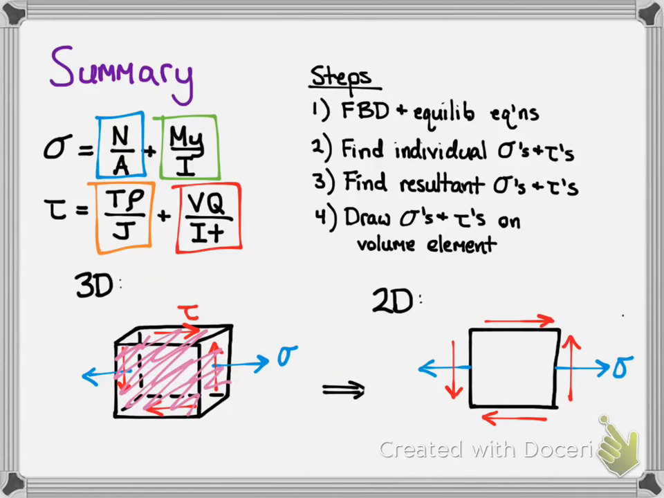And just to reiterate the steps, we start with a free body diagram, and we determine the reaction forces at the point we're looking at using equilibrium equations. Then we find the stress caused by the individual components, or the individual reaction forces there. Then we find the resultant stresses by adding those individual components together using superposition. And finally, we draw them on a differential volume element.